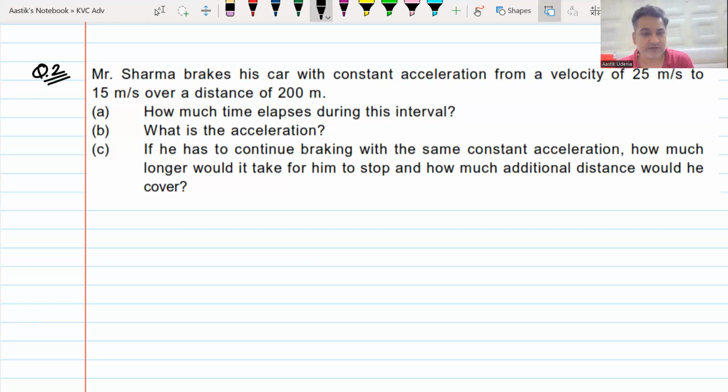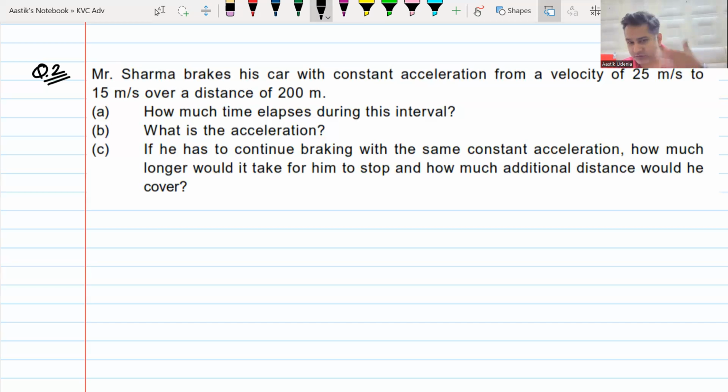That is the first question. You need to tell me the time. What is the acceleration? That is the second question. If he has to continue braking with the same constant acceleration, how much longer would it take for him to stop? And how much additional distance would he cover in stopping? That is the question for you, my dear friends. And I give you 2 minutes. Remember, there are only 3 equations, 4 equations.